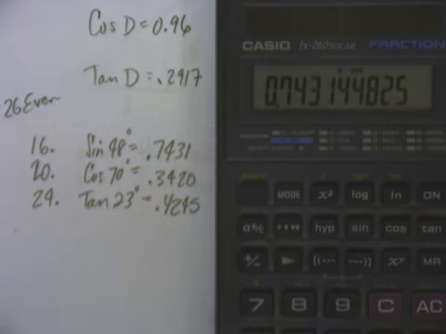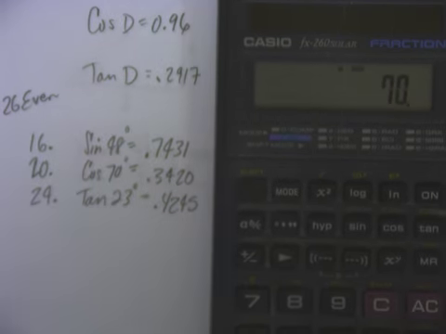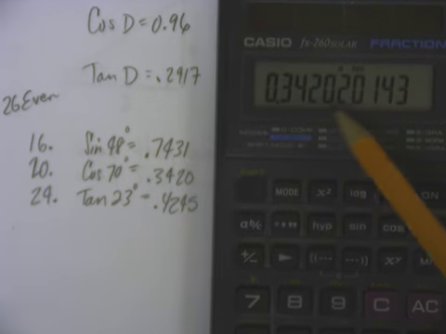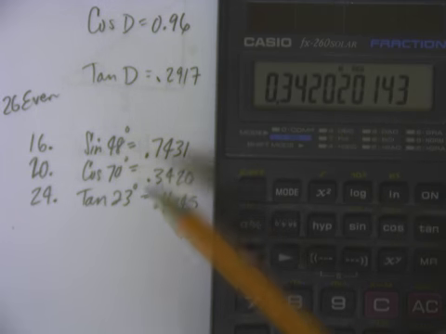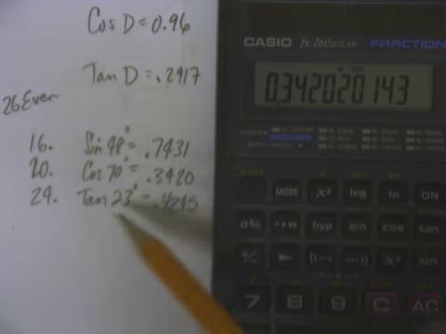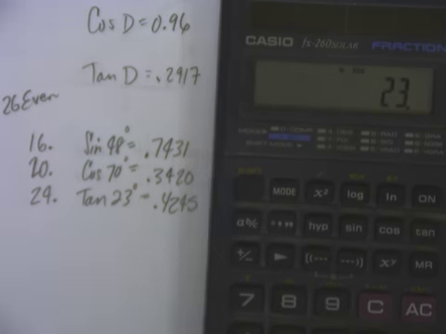So notice I have more decimals here, but I only want to go to 4 decimal places. This is a 4, so this stays a 1 here. Next, they're asking for the cosine of 70 degrees. So I type in 70, I hit cosine, and I get 0.3420 and some more decimals. I only go to 4 places. This is a 2, so this stays a 0 here. That's what I get there.